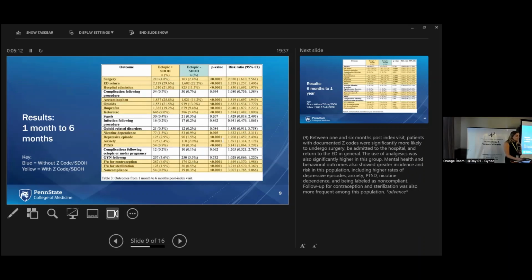Between 1 and 6 months post the index visit, patients with documented Z codes were significantly more likely to undergo surgery, be admitted to the hospital, and return to the ED in general. The use of analgesics was also significantly higher in this group. Mental health and behavioral outcomes showed greater incidence and risk in this population, including higher rates of depressive episodes, anxiety, PTSD, nicotine dependence, and being labeled as non-compliant. Follow-up for contraception and sterilization was also more frequent among this population.